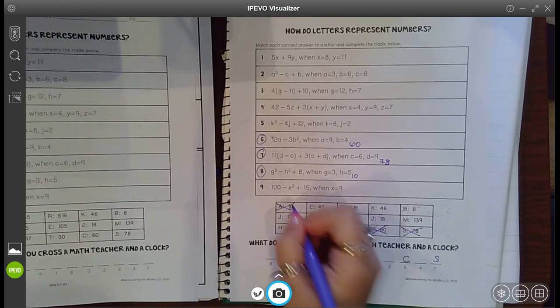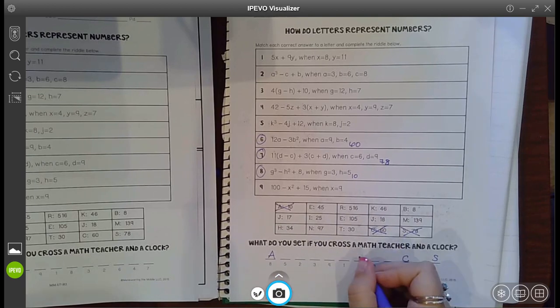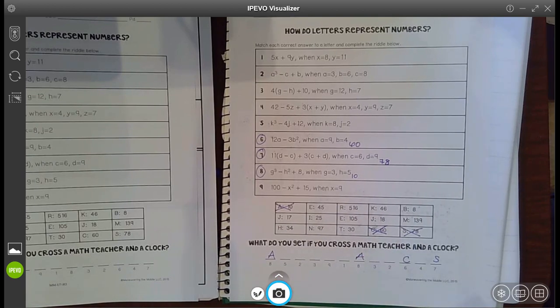10 is A. Okay, so find a 10, and there's an A. Any other 10s right here. And that's it.